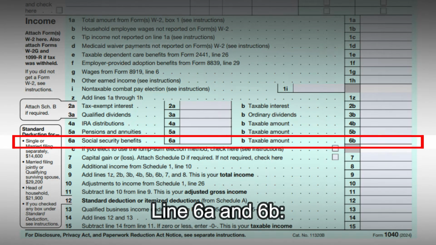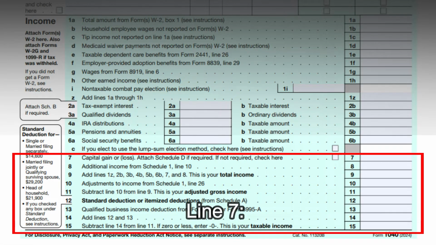Line 6A and 6B. Social Security benefits are payments made to eligible individuals, primarily retired workers, and their dependents or survivors. While Social Security benefits are often thought of as tax-free, a portion of them can be taxable depending on your total income for the year. Capital gains, additional income. Line 7. It refers to the profit or loss from the sale of an asset, such as stocks, bonds, real estate, or other investments.